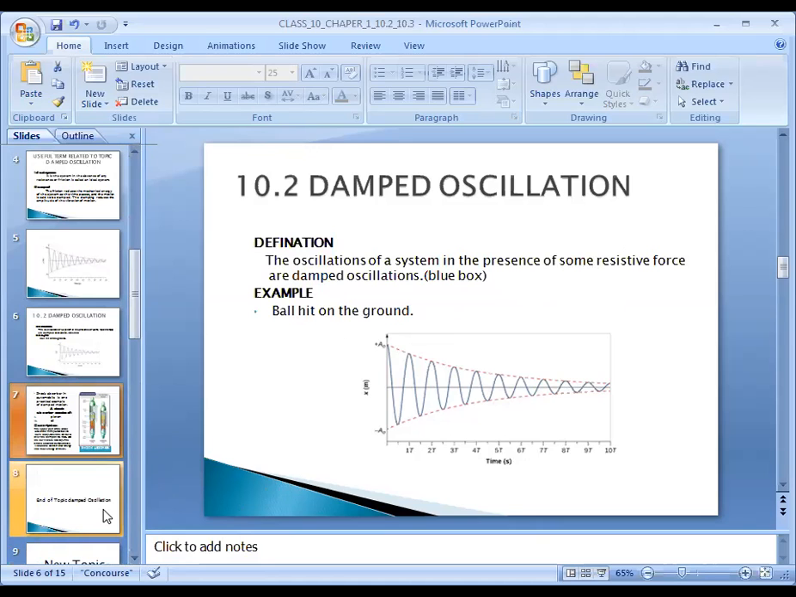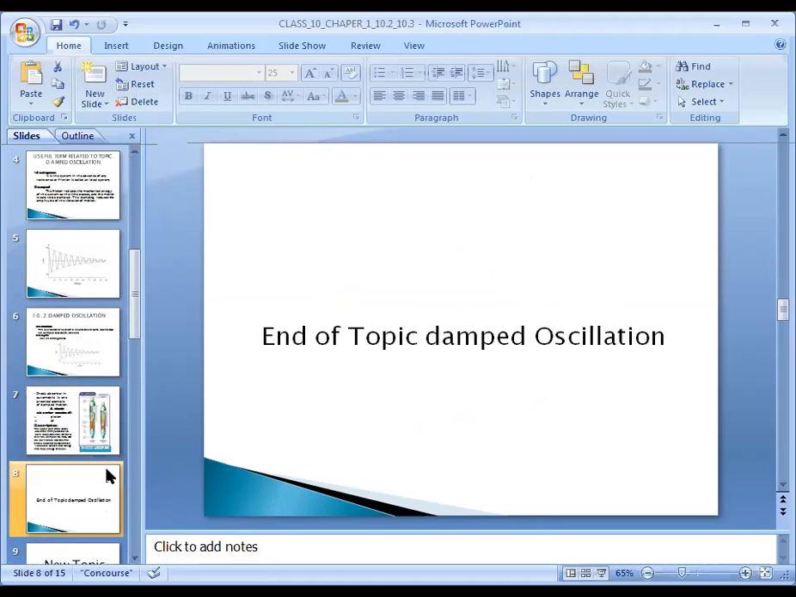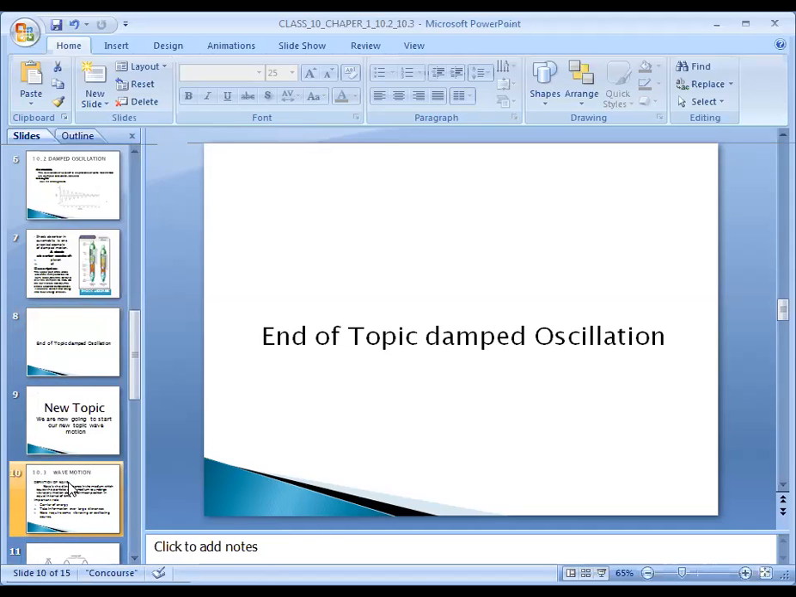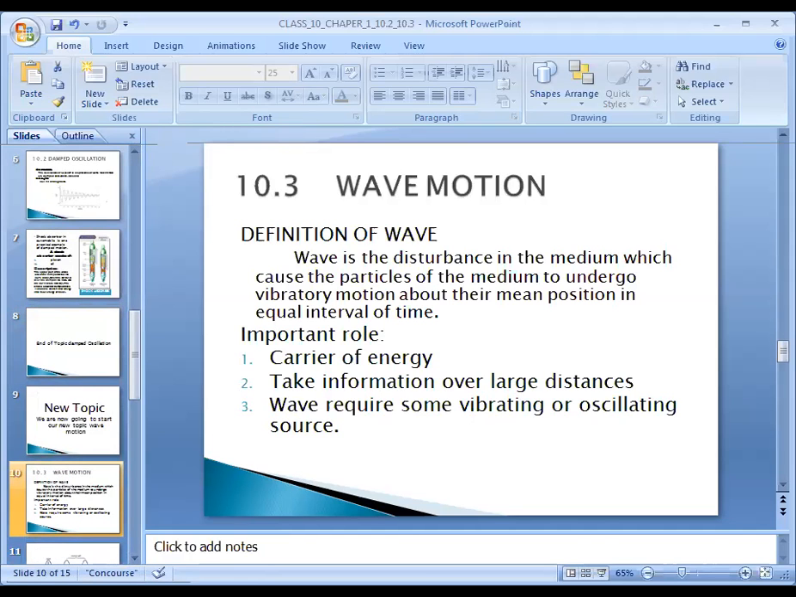So this is the end of this topic, damped oscillation. Now I will move towards wave motion. We discussed wave motion. A wave is a disturbance in the medium which causes the particles of the medium to undergo vibratory motion about their mean position in equal intervals of time.